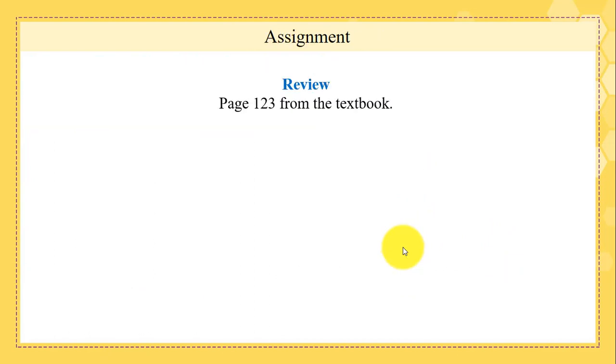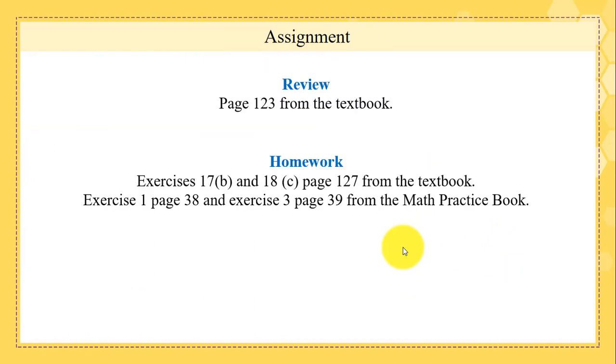Assignment. Review page 123 from the textbook. Homework exercises 17 part B and 18 part C, page 127 from the textbook, plus exercise 1 page 38 and exercise 3 page 39 from your math practice book.